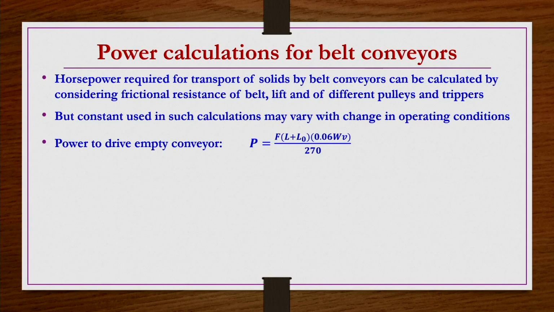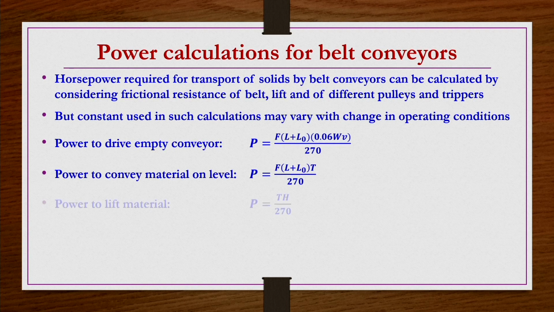One can consider the frictional resistance amongst these elements and then calculate these power requirements. Let us say you have an empty conveyor. What is the power requirement to drive the empty conveyor? That power should be P equals F multiplied by (L plus L naught) multiplied by 0.06 Wv, divided by 270. Then on top of this, if you have some kind of load, the power to convey material on level is P equals F multiplied by (L plus L naught) multiplied by T, divided by 270. If you have lifting of the material, the power to lift the material should be P equals T H by 270.